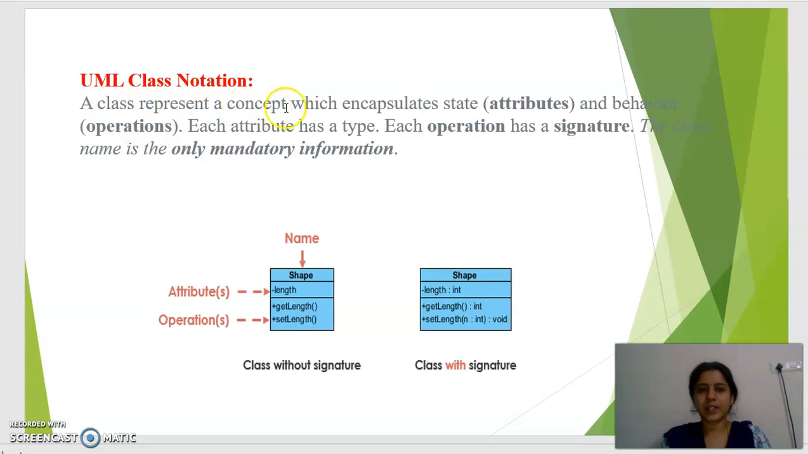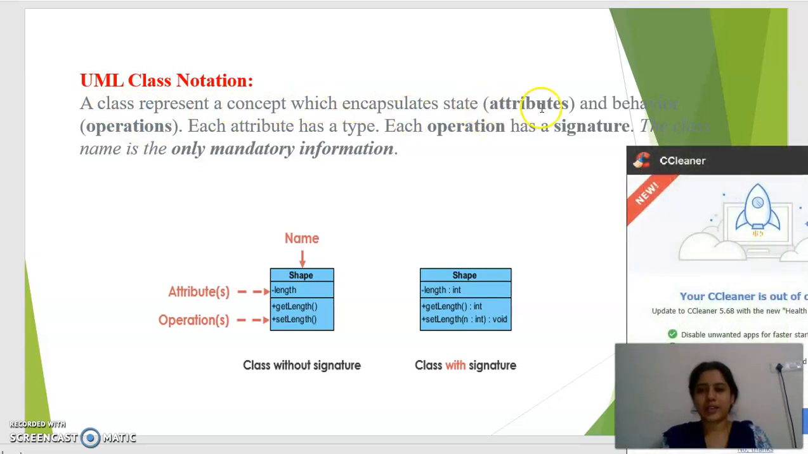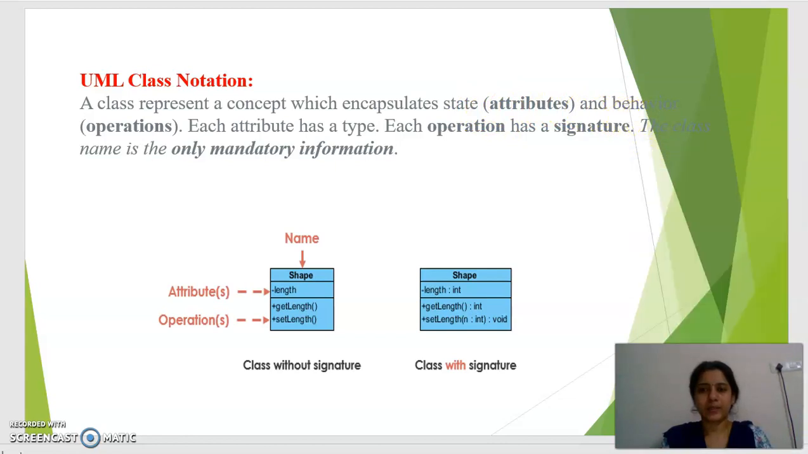Here a class represents a concept which encapsulates state, meaning attributes, and behavior, meaning operations, and each attribute has a type and each operation has a signature. The class name is the only mandatory information here. Here we have different sections in the class. In the top section we specify the name of the class. The next section contains the attributes of the class, and the next section contains different operations.